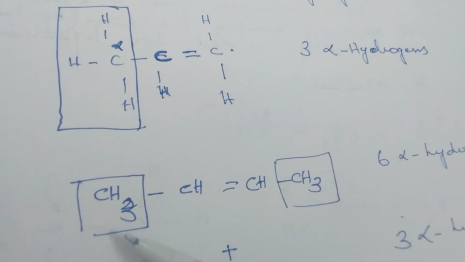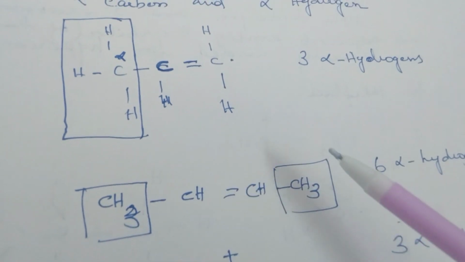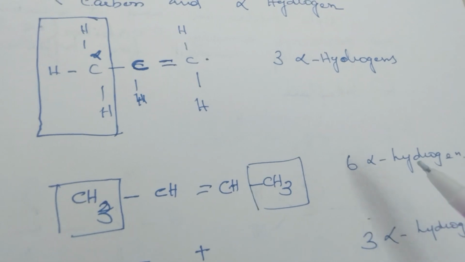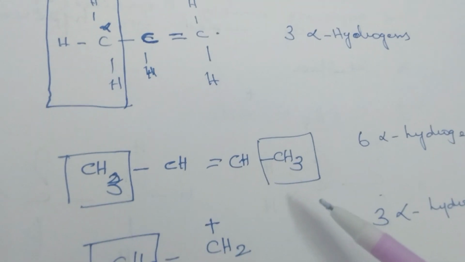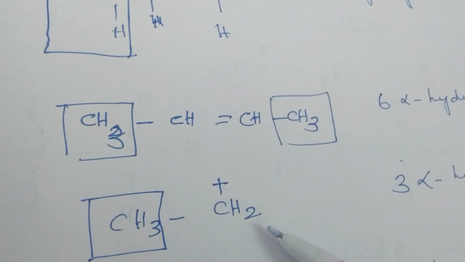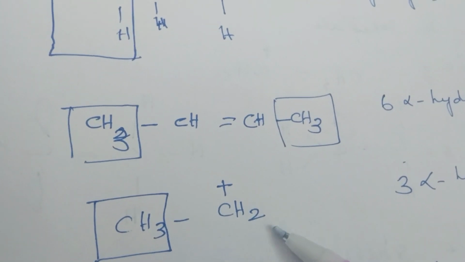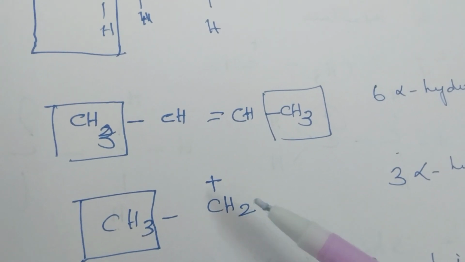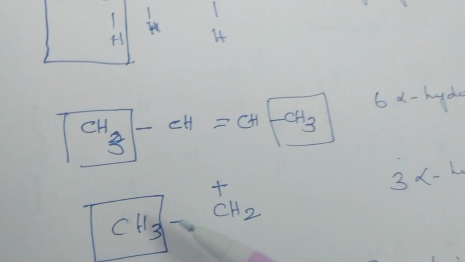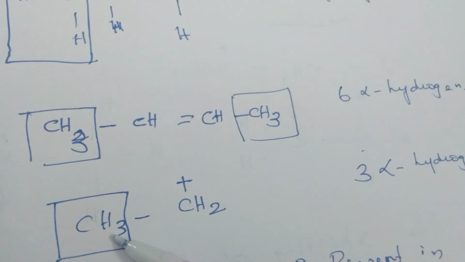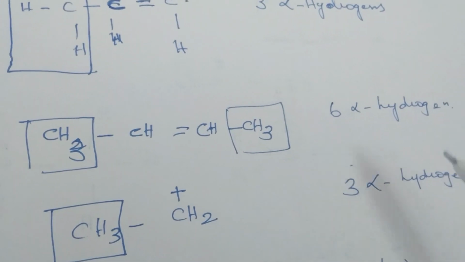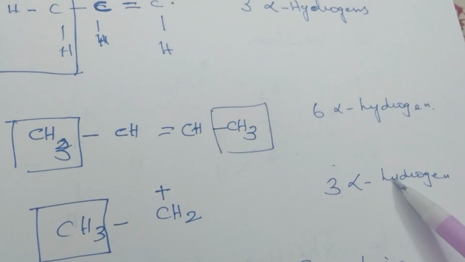How many hydrogen atoms are attached to this carbon? 3. Here 3 hydrogen atoms. Totally 6 alpha hydrogen atoms are present in this compound. I hope it is clear. Next compound, a carbocation. In this carbocation, this is considered as the functional group. Here, this is the alpha carbon. How many hydrogen atoms are attached to the alpha carbon? 3. So in this compound, 3 alpha hydrogen atoms are present.